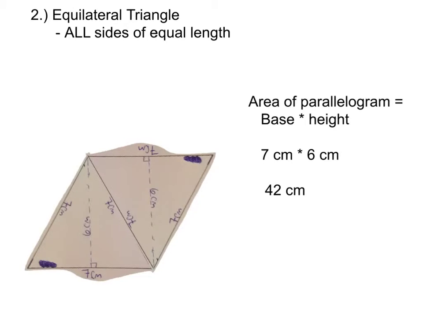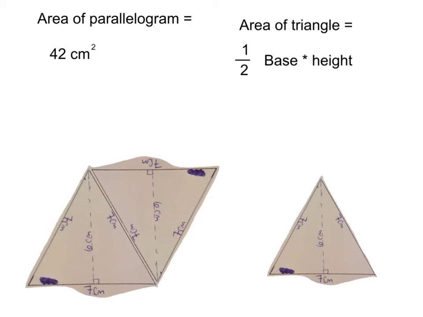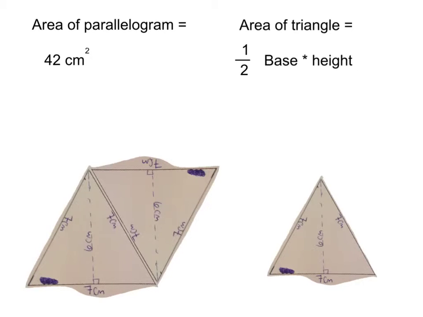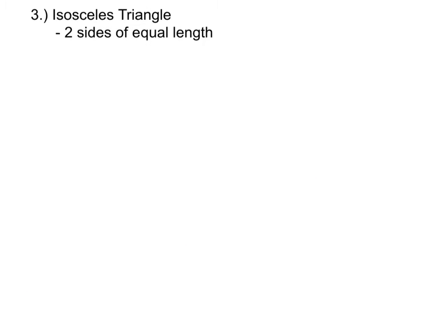The trick is, we want to find the area of our triangle. All we did to find the area of our parallelogram was duplicate our triangle. Well, don't we have to just take half of that parallelogram? Half of the area of the parallelogram to find the area of our triangle? So half of 42 centimeters squared is just 21 centimeters squared. 21 centimeters squared will give us the area of that equilateral triangle.